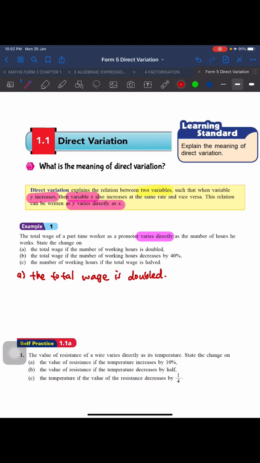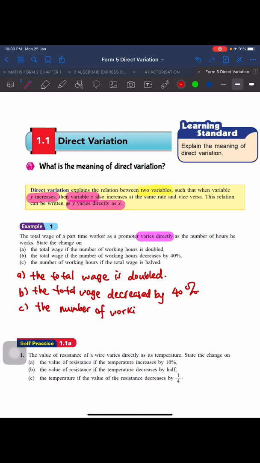B, the total wage if the number of working hours increases by 40%. We know that the change is the same. So if the working hours increase by 40%, the total wage also increases by 40%. And C, the number of working hours if the total wage is half. We know that if the total wage is half, the number of working hours is also half.